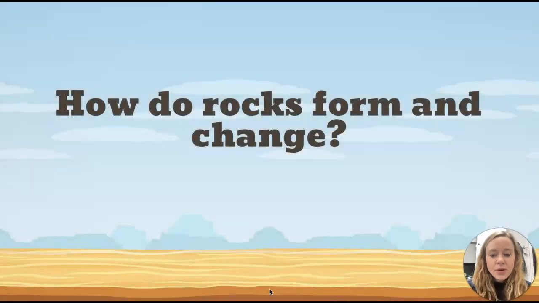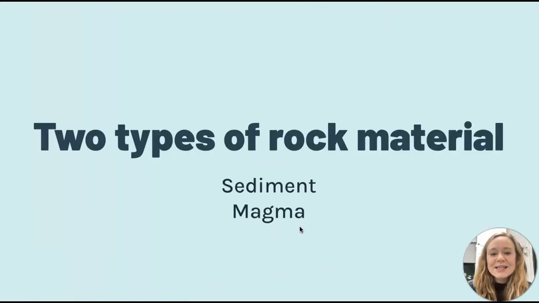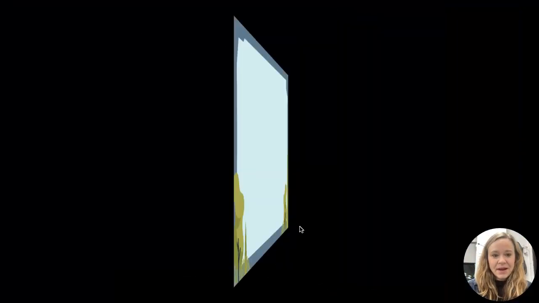Remember that the question we are trying to answer in this unit is how do rocks form and change? So how do we get rocks? How do they become rocks and form in a certain way? And then how can they change? We looked at that by talking about the rock transformation process. We know there were two types of rock materials that helped us understand how we got these rocks, and that was sediment and magma.